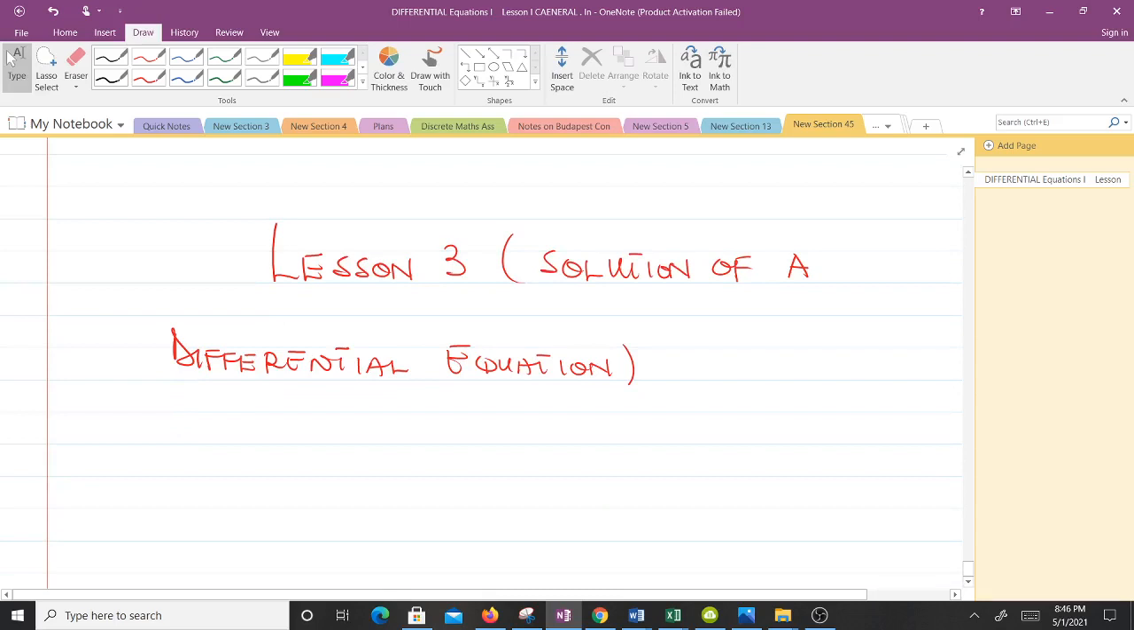So in our next video, that's lesson 3, we will talk about the solution of a differential equation. So what's a solution to a differential equation? How do you verify that a particular function is a solution to a differential equation?